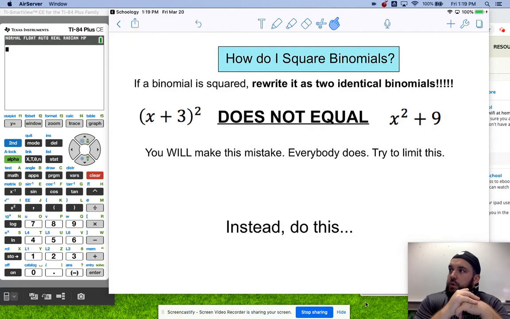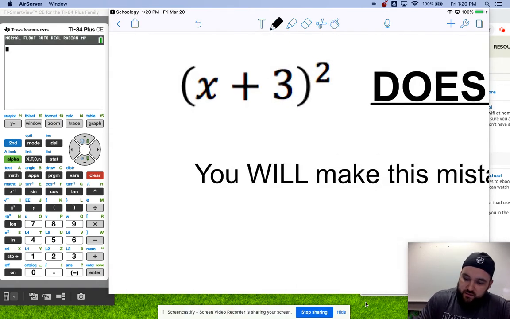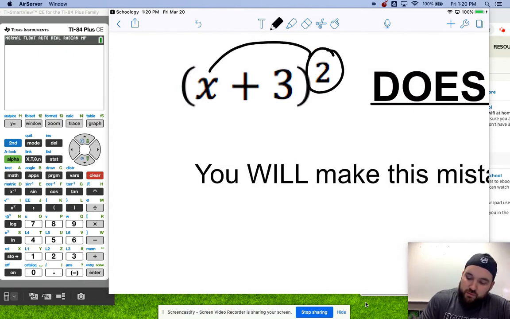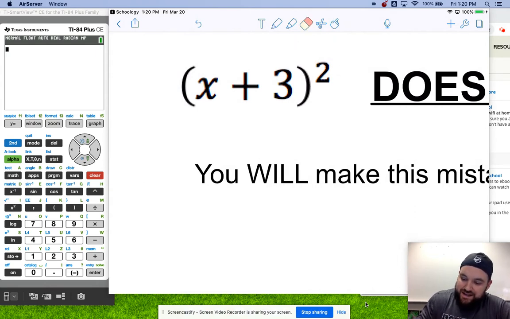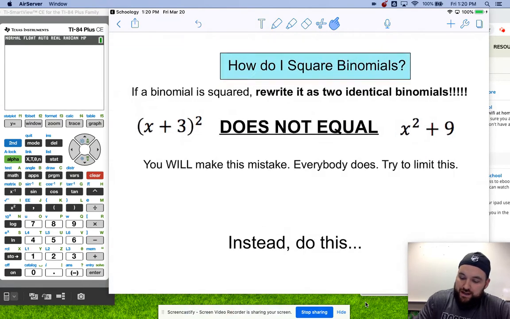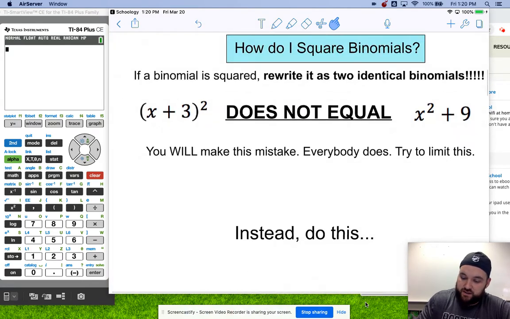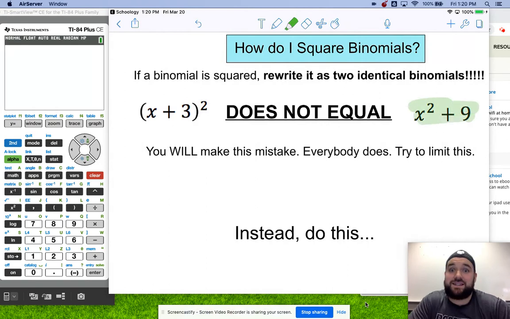One of the most common mistakes we see in intermediate algebra, advanced algebra, geometry, like every math class, is when a student sees this, x plus 3 to the second power, thinking they can distribute the squared. And that is incorrect. That is not true. I cannot distribute. I can't just square both of those things and call it x squared plus 9. Cannot tell you how often that shows up.